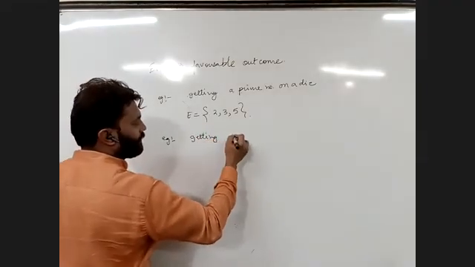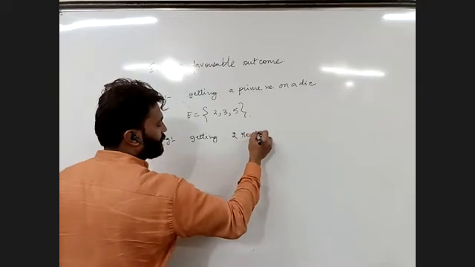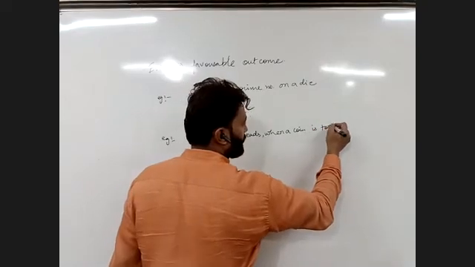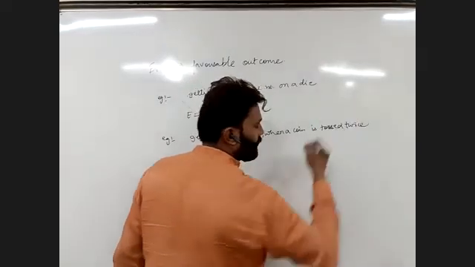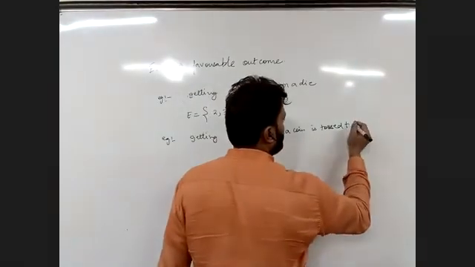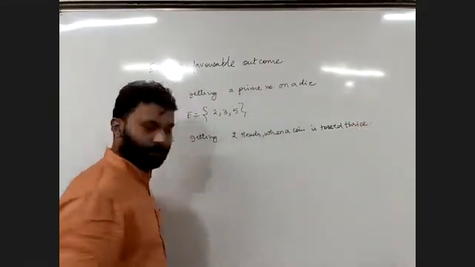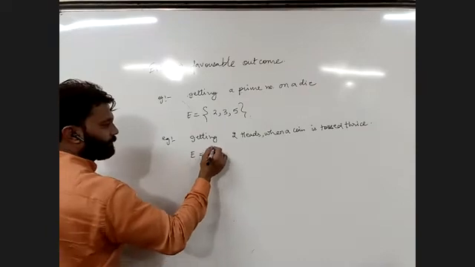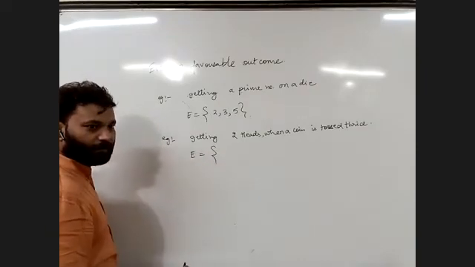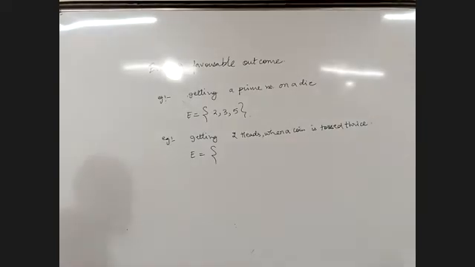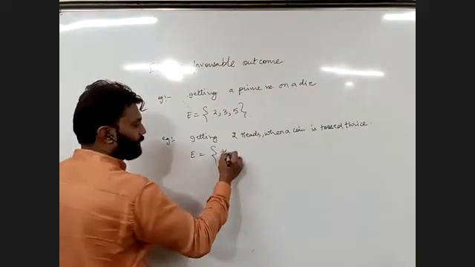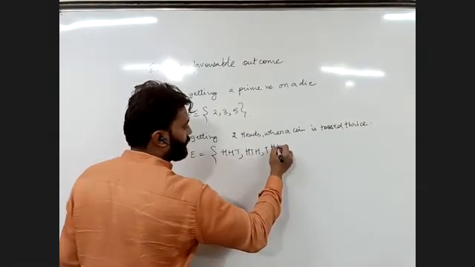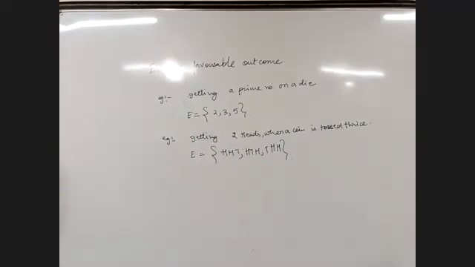Getting 2 heads when a coin is tossed twice. Exactly. When it is not at least or at most, it is exactly. बताओ कौन कौन सी possibilities आएंगी? 2 heads when a coin is tossed twice. It will be H, H, T, H, T, H, or T, H. Note.